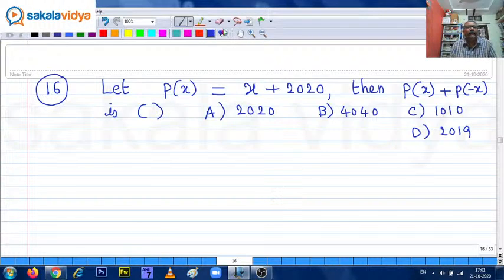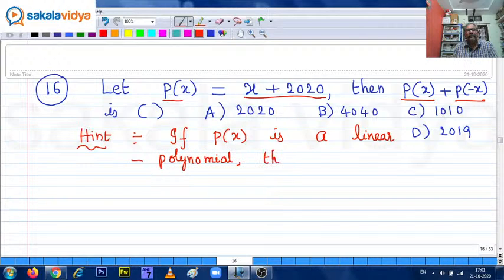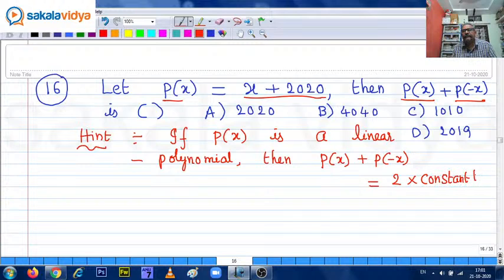Wonderful, Sanjana. So P of x is equal to x plus 20, then P of x plus P of minus x. Here you remember the hint. If p of x is a linear polynomial, then p of x plus p of minus x equals 2 times constant term. This is a logic tip.